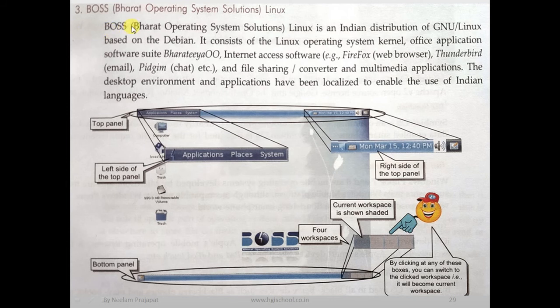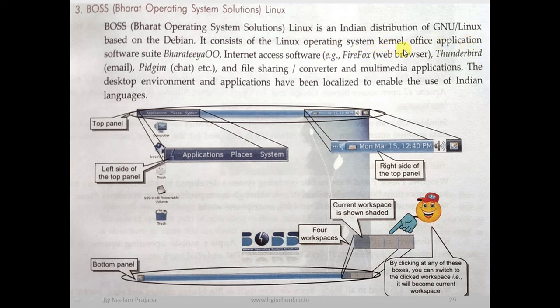Now BOS operating system, Bharat Operating System Solutions. Linux was modified, and then the Indian operating system was created. Its name is BOS, Bharat Operating System Solutions. It is an Indian distribution of GNU Linux based on Debian. It consists of the Linux operating system, having the Linux operating system kernel.